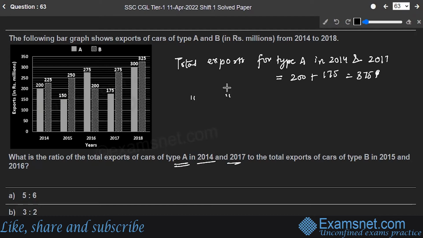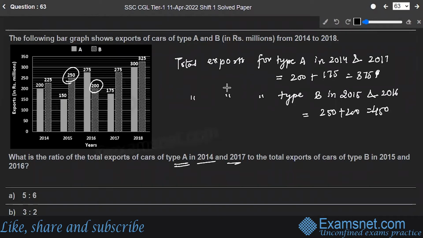Similarly, total exports for type B in 2015 and 16, this is equal to 250. See, this is for the year 2015. This is 250 plus 200. This is equal to 450.